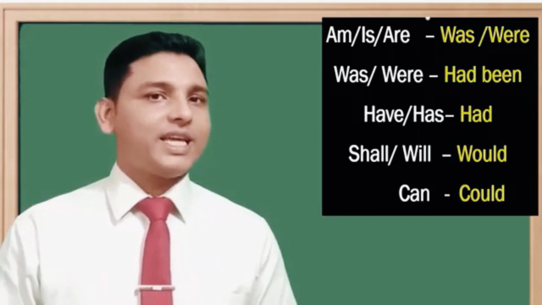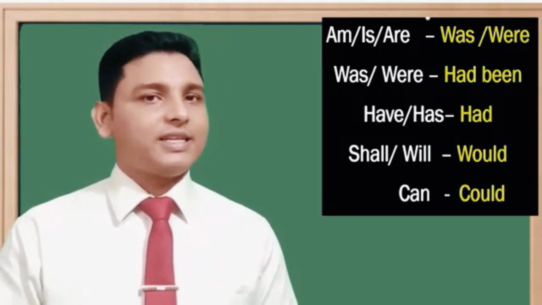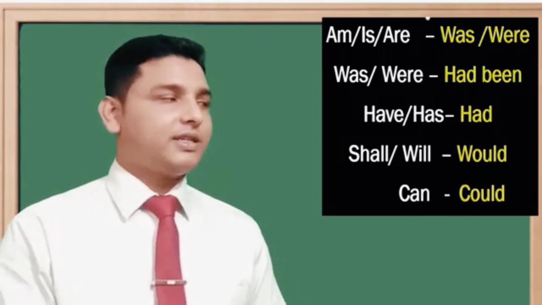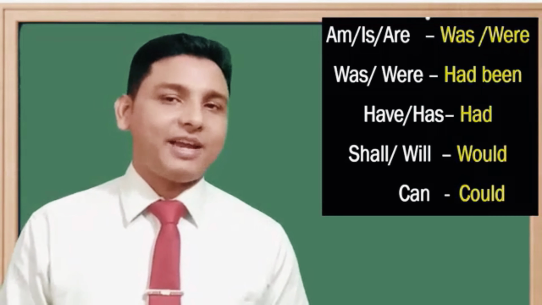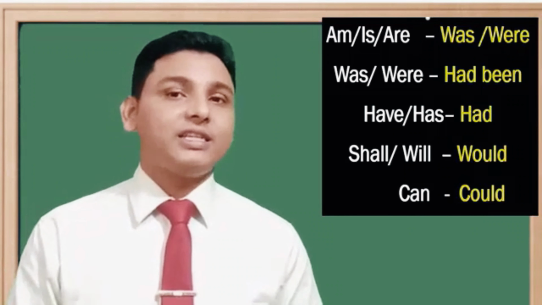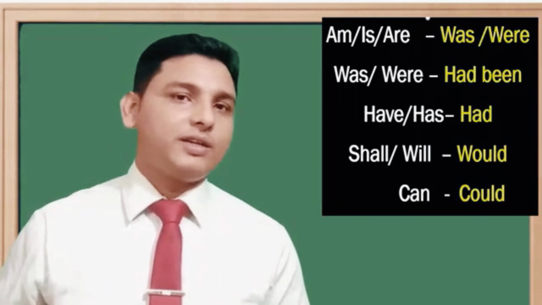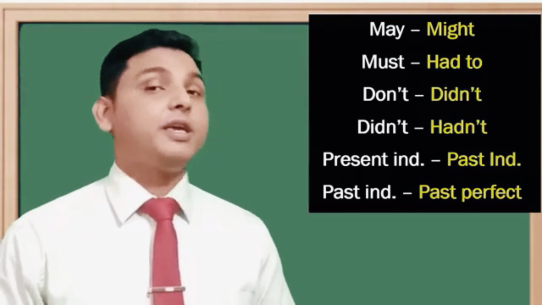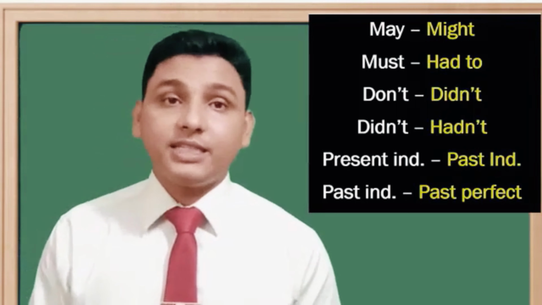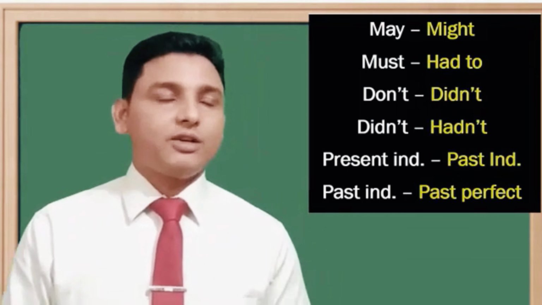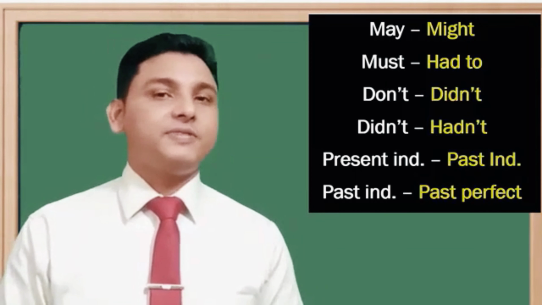Likewise or similarly, we can change whenever you will find was or were in a sentence. In that case, they will be changed instead of had been. I mean was, were will be had been, has will be had, shall will be would, can will be could. In the same way, may will be might, must will be had to, don't will be didn't, didn't will be hadn't, and present indefinite tense will be changed into past indefinite tense.